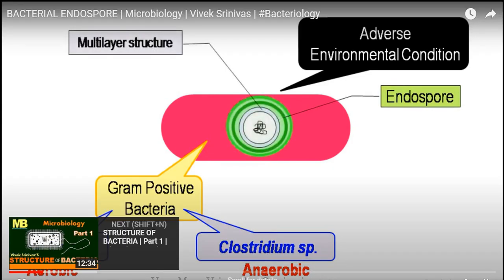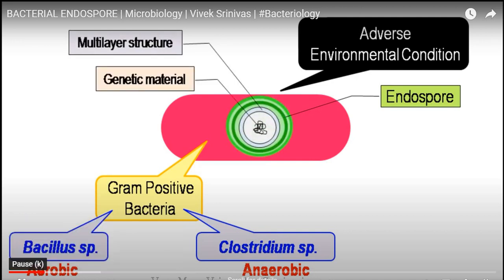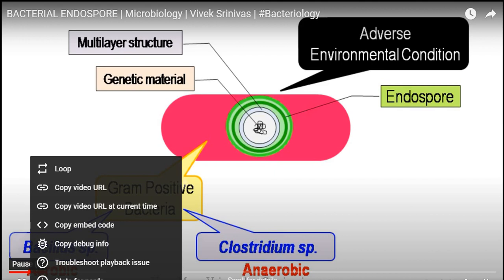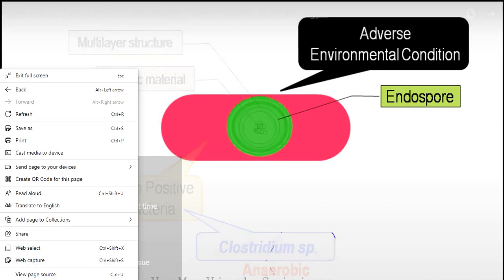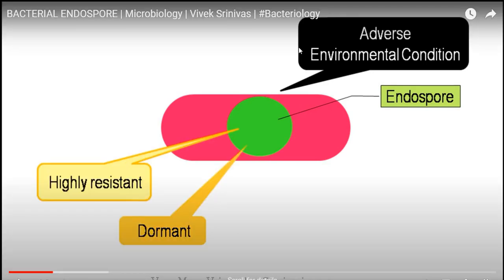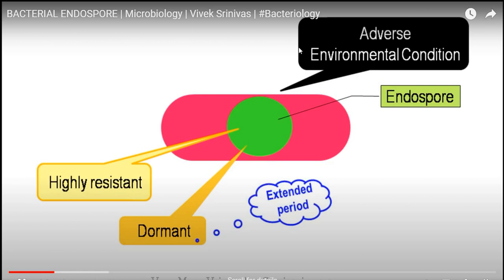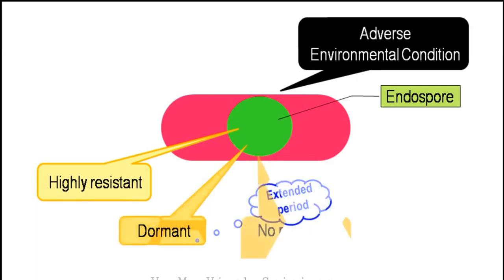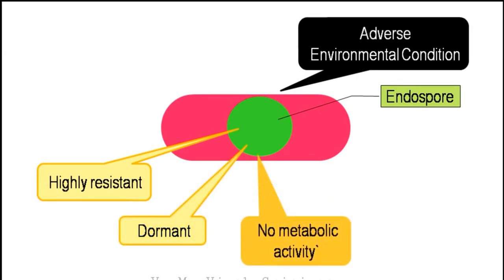The endospores are highly resistant, dormant structures. They remain dormant for extended periods, even centuries. They have no metabolism and no metabolic activity, so they do not have a role in reproduction. The process by which the endospore reverts back to the vegetative cell is called the germination. So, sporulation helps in the survival of the bacteria during adverse environmental conditions.